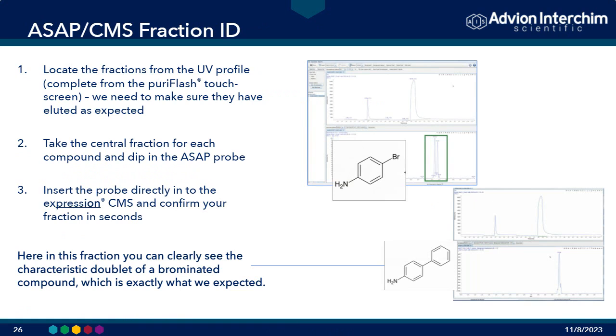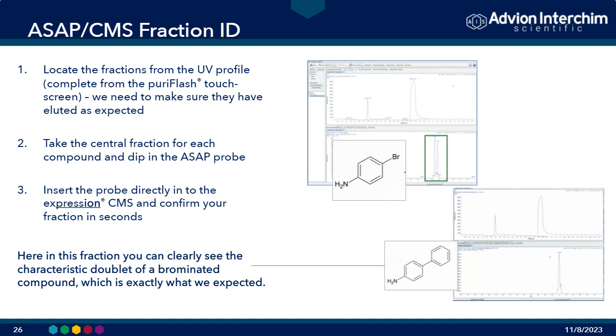So just to reiterate the workflow, you'll identify the fractions from the XS520 using the UV profile or whichever detector you're using to detect your compounds. Make sure that you've separated your compounds as expected. You'll take the central fraction from each peak, dip the ASAP probe into that fraction, and then insert it into the mass spec and confirm that your compound is present in seconds.